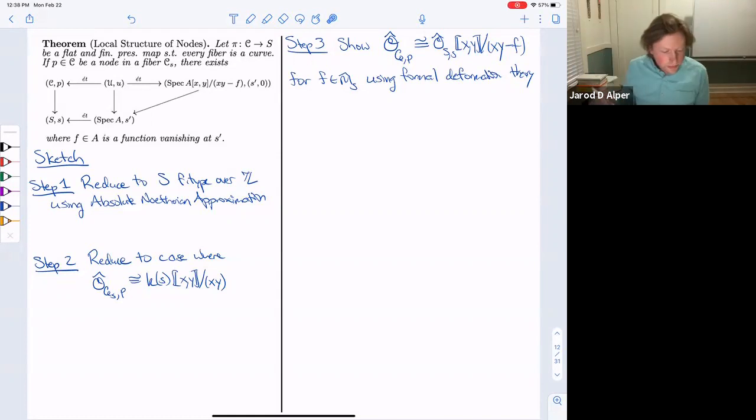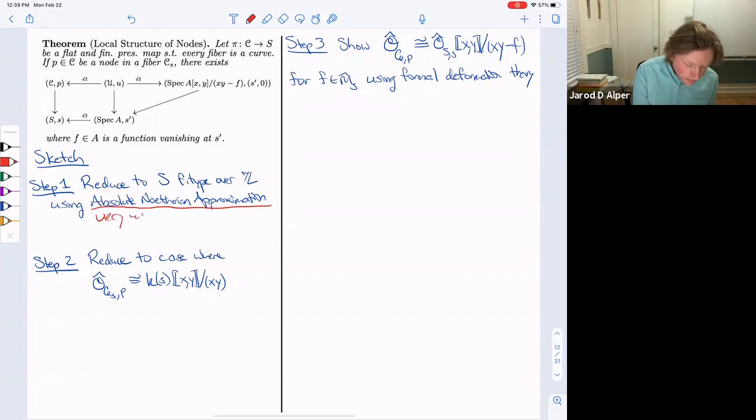And our strategy is as follows. The first step is to reduce to the case that S is finite type over the integers. Note that in these hypotheses, our morphism C to S is flat and of finite presentation. This is always the hypothesis that you use instead of finite type in the non-Noetherian setting. And to reduce to this, you use a technique called absolute Noetherian approximation. It's very useful, especially in moduli theory, to reduce to the Noetherian case.